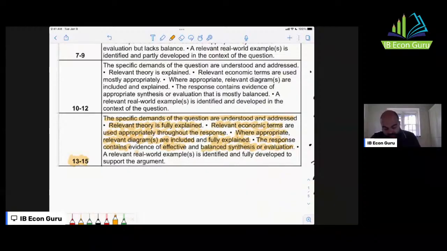And you need to have a relevant real world example that you have identified and you have fully developed this real world example to support the argument or the arguments that you are making. Okay, this is what a 13 out of 15 looks like. You might be thinking, wow, how do I do all of that?